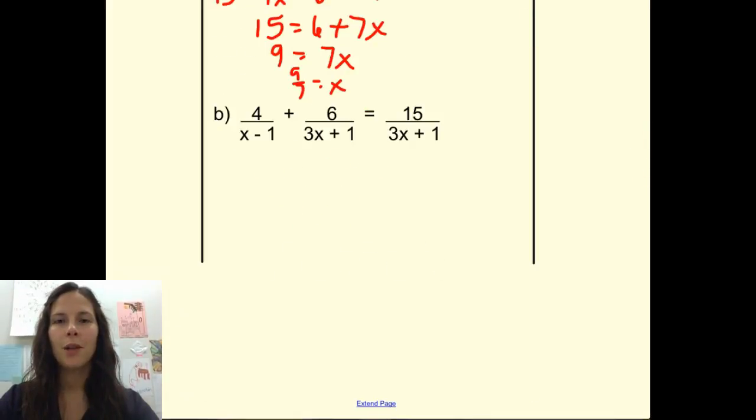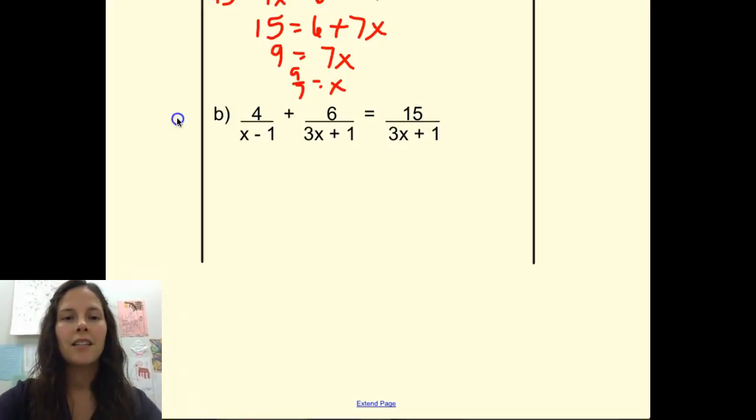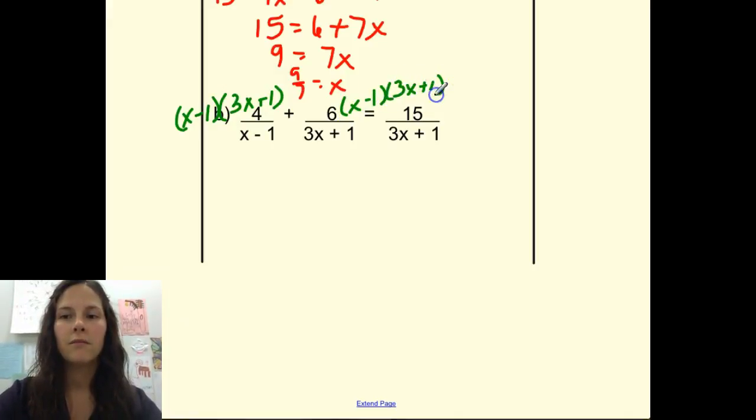Our next example, we do not have a common denominator. Thinking about how we got a common denominator when we added and subtracted our rational expressions, taking a look, our denominators do not have any factors in common. So the common denominator is x minus 1 times 3x plus 1. So we need to multiply all of our terms by x minus 1 and 3x plus 1.